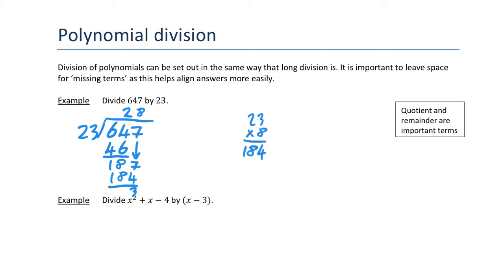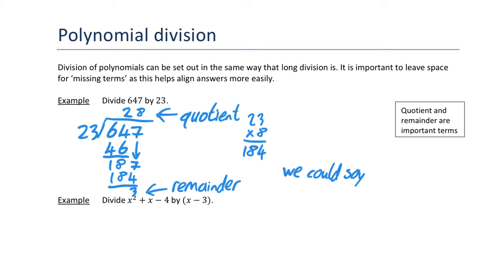So what we have shown: the name for this 28 is the quotient. Basically that's the whole number of times it goes in. 3 is the remainder. Also, we could say that 647 divided by 23 goes in 28 whole times with a remainder of 3, so that's 3 over 23. Obviously you would push that together and write 28 and 3 over 23, but don't do that, because we want to keep this form so we can understand what it means when it transfers to polynomials.